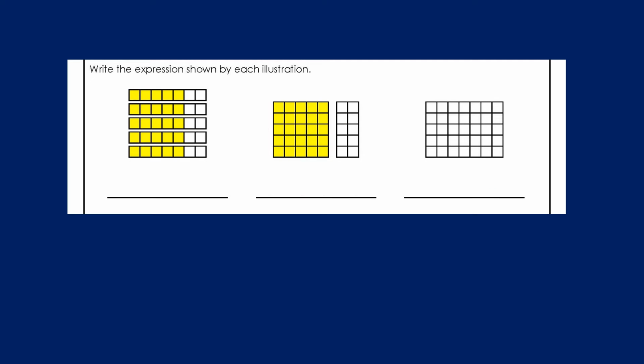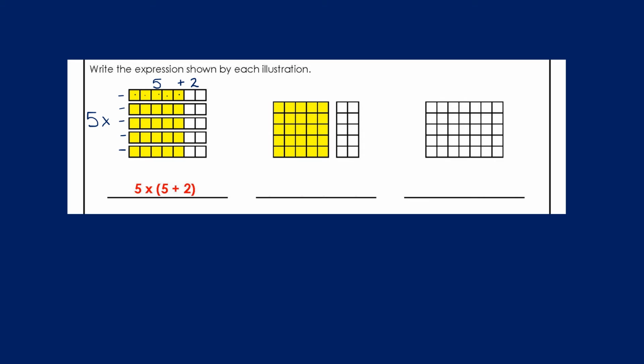Write the expression shown by each illustration. For our first example, we have 1, 2, 3, 4, 5 yellows plus 2 whites. And we have 5 groups of those. So our expression would be 5 times 5 plus 2, or 5 times the sum of 5 plus 2.